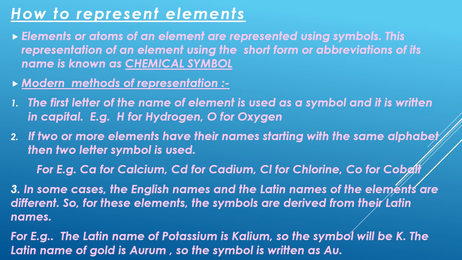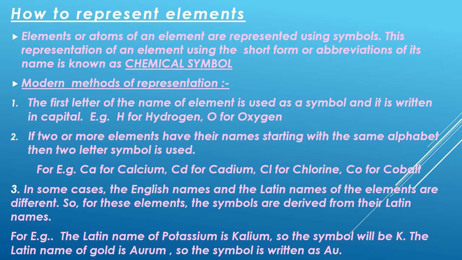There are around 118 elements that have been discovered so far. Out of these 118 elements, 98 are found naturally, and 20 elements have been prepared artificially by scientists in laboratories. Now, the atoms of an element are always represented using symbols. The representation of these elements using their short form or abbreviation is known as the chemical symbol.